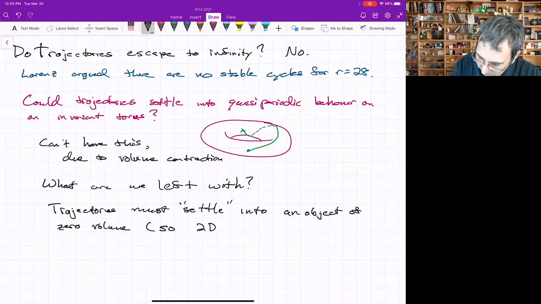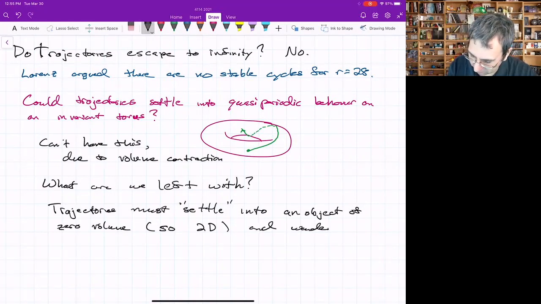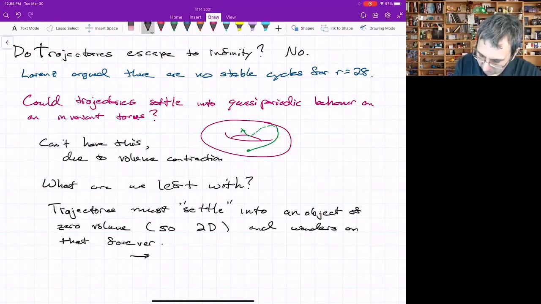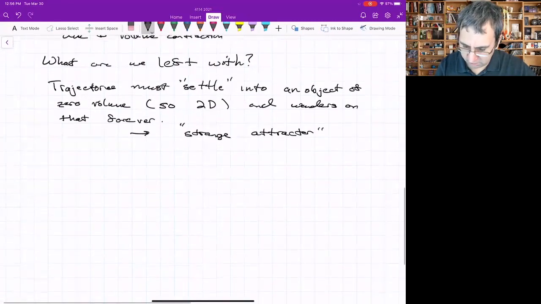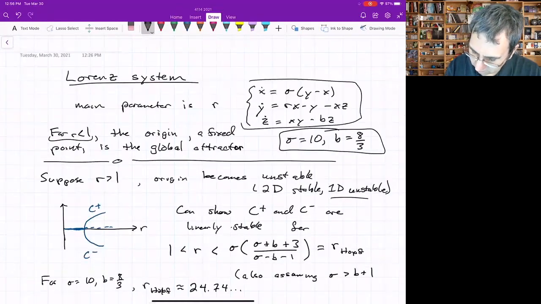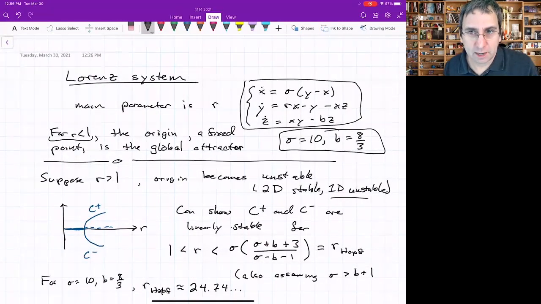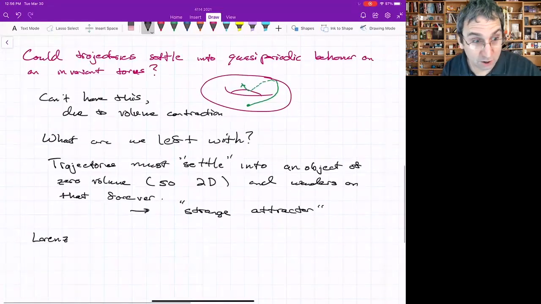So it has to be 2D or less. It can't be less, because if it was 1D, then it would be a periodic orbit. So it has to be 2D, and it wanders on that forever. And this is the famous strange attractor. If you were to look at what trajectories did, this is what Lorenz did. You could numerically integrate these ODEs with some initial condition, and the electromechanical computers of those days were unreliable and difficult to use. So he had to interpret his numerical results with caution, and that's why he made arguments like this.